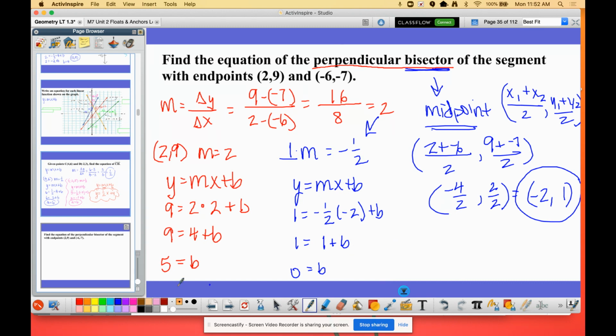So when I go to write my equation for this, I'm going to have y is equal to my perpendicular slope, negative 1/2 x, plus my y-intercept of 0, or just y equals negative 1/2 x. Now I'm looking at this problem and I'm saying I actually did not even need my y-intercept over here, so I just did a little bit of extra work I didn't need to do. This is ultimately what we needed to find.